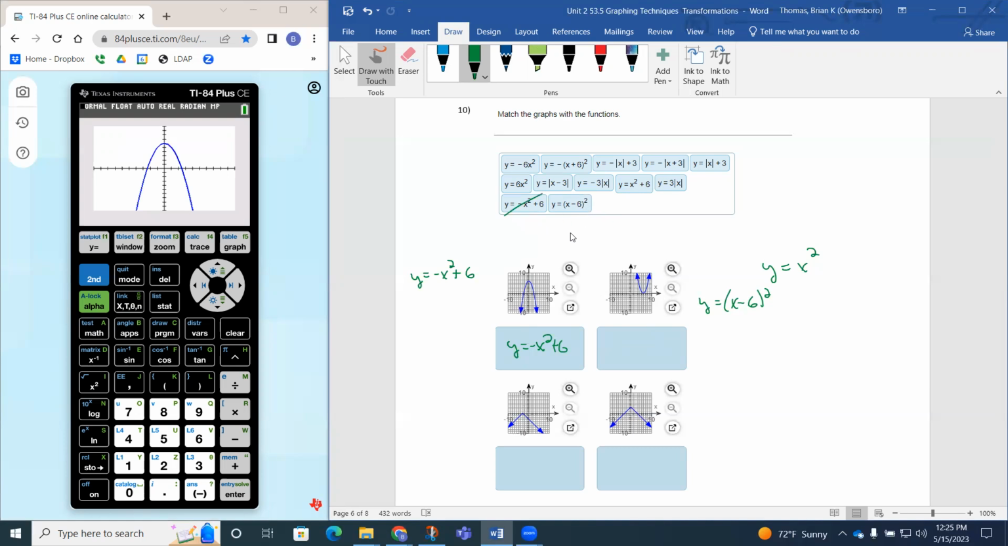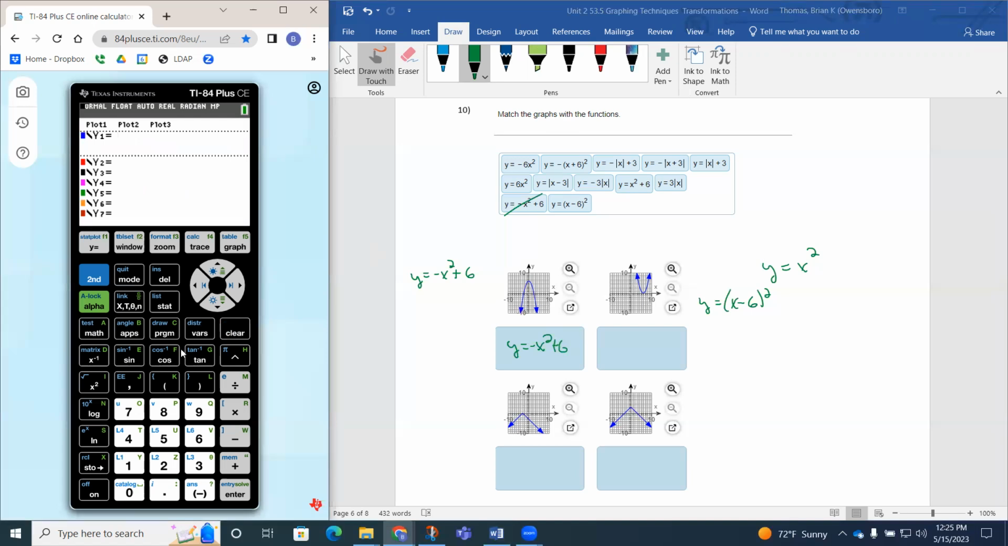Looks like the one right next to it. Let's see if that one actually fits this descriptor. Because again, inside a minus six should make the graph move to the right six, and there aren't any reflections or anything else going on. So I clear that one off and type in parentheses x minus six squared and graph that. Notice how it does move it to the right. So I'm feeling pretty good about those two answers.